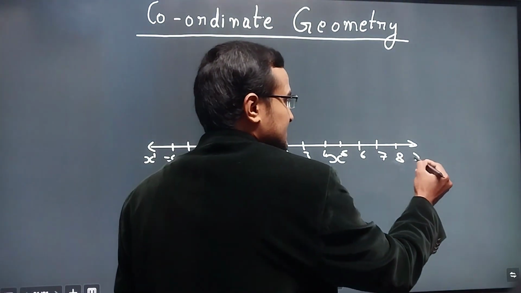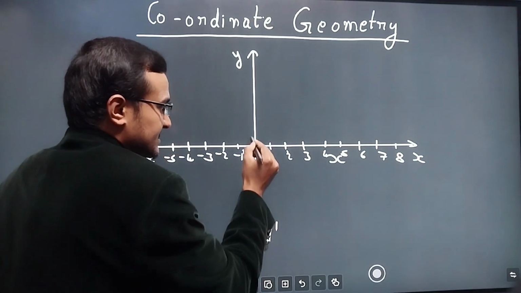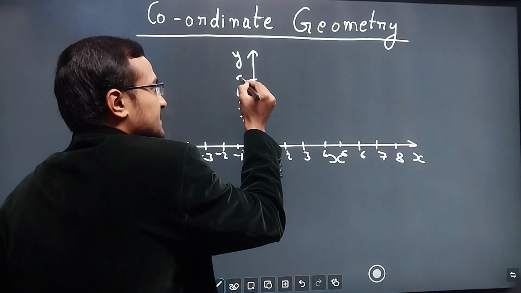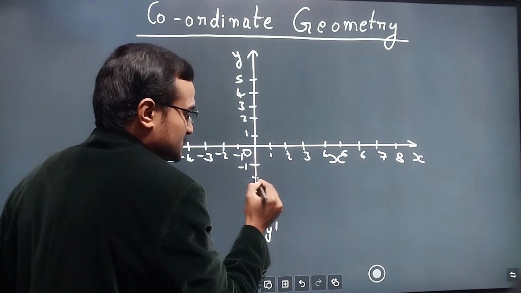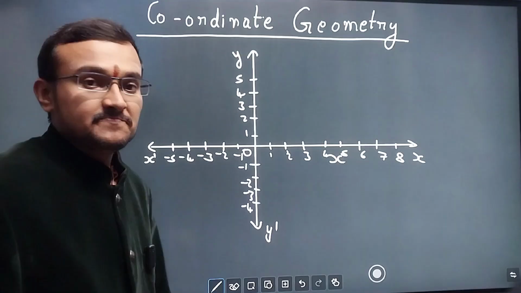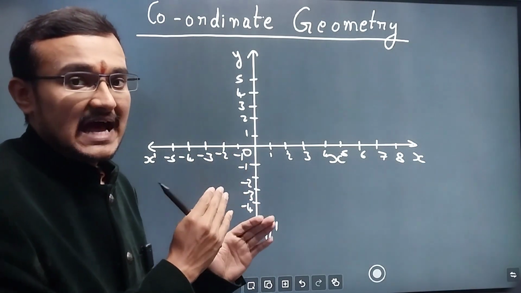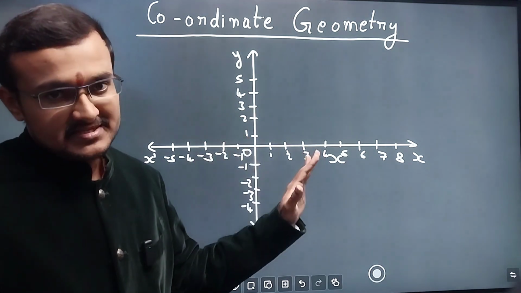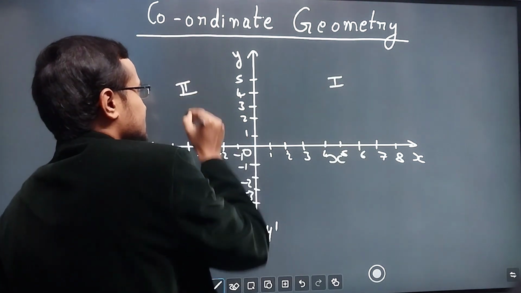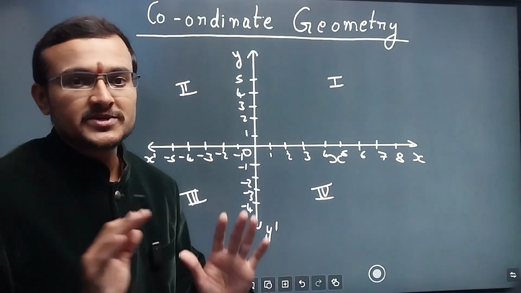So here we call this x, and here we call this y and this y dash. So here also 1, 2, 3, 4, 5, it goes on like this. Here also -1, -2, -3, -4, it goes on like this. And also you can clearly see here, this particular x and y axis have 4 different spaces. So here we have first space, here we have second, we have third, and here we have fourth. So all these are 2D spaces.